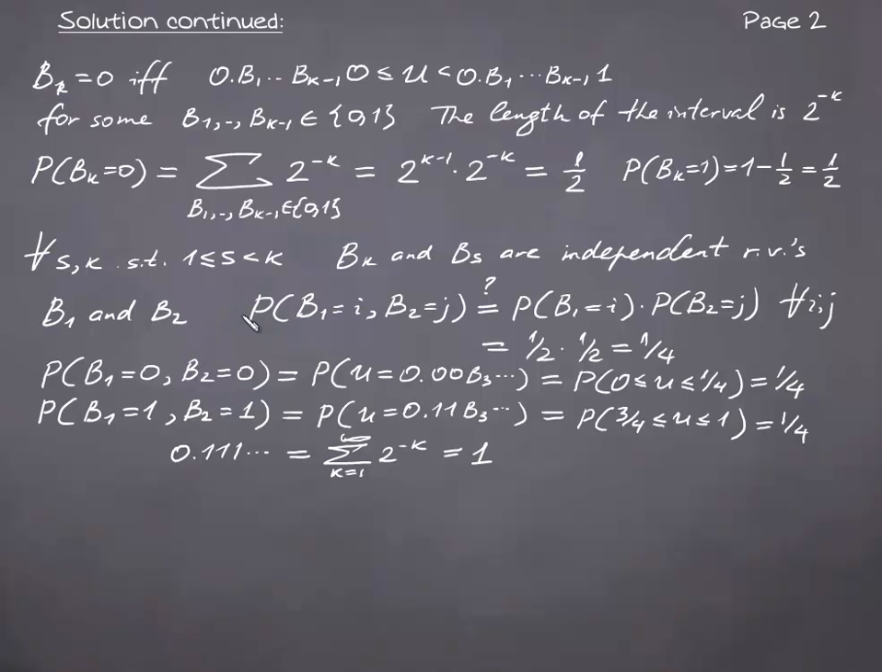So that means that for every i and j we have that equality, hence these two digits b1 and b2 are independent.